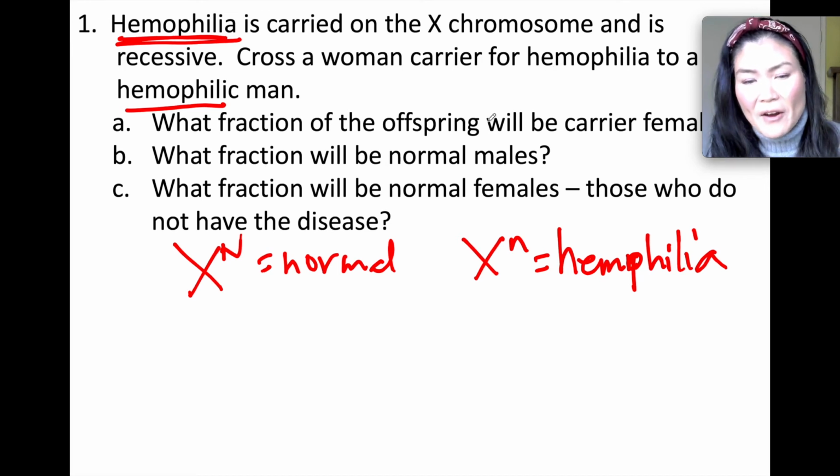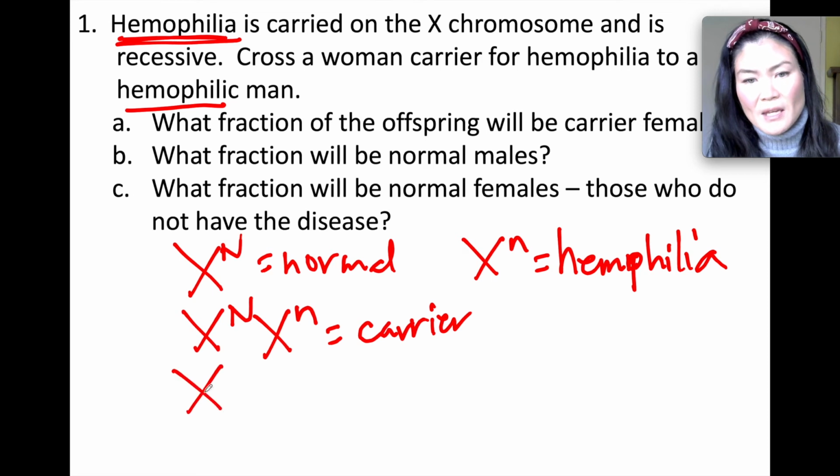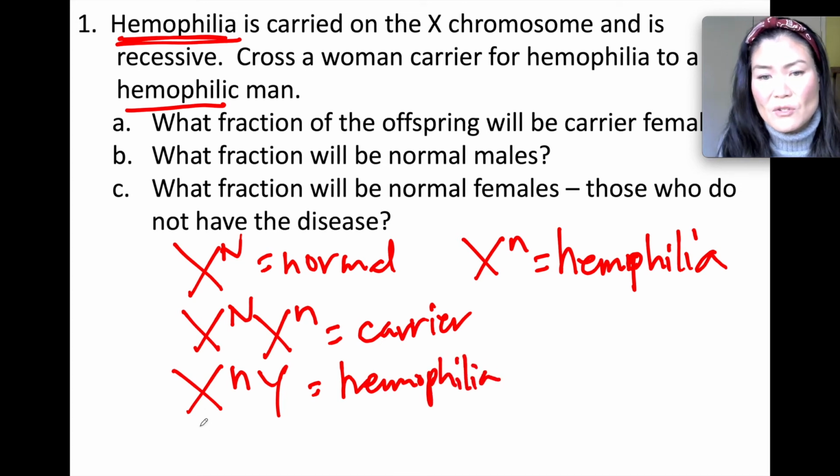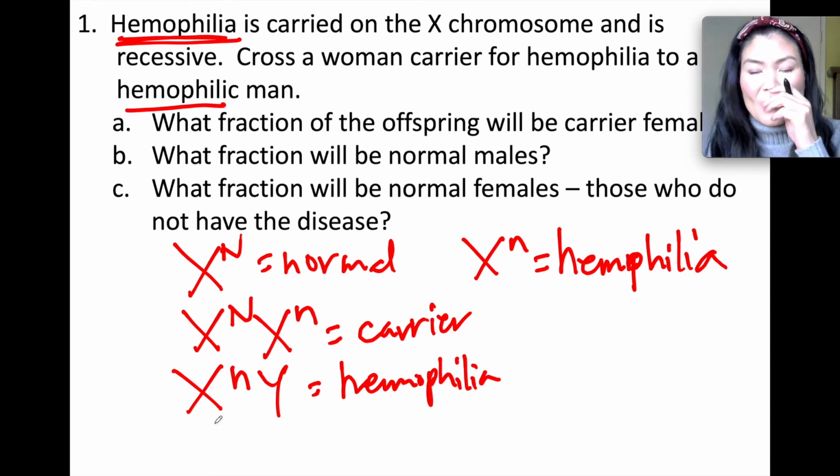So she's a carrier. That means she must be normal, but she carries the hemophilia gene. Do you see that? That's a carrier. That's a female carrier. And then the hemophiliac man, he has hemophilia. So like I was saying, males only have that one X. Whatever they get on that X chromosome is what they're going to express. They're kind of just stuck with that X. Whatever X chromosome they get from their mom, they're stuck with, okay?